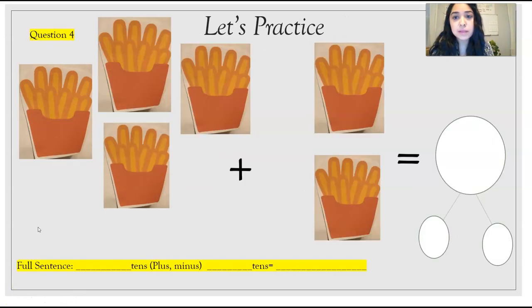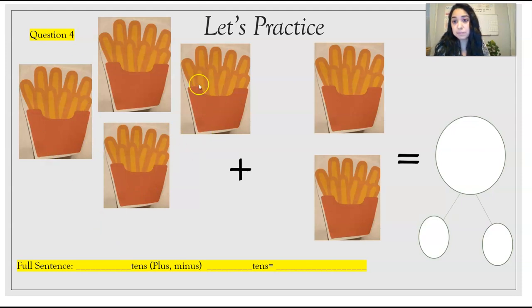Now we're going to go ahead and look at question 4. So right here, I see groups of 10 plus more groups of 10. So you're going to have to add these up. You're going to have to count them first, and you're going to tell me how many groups of 10 you see here. And then you're going to write that down.